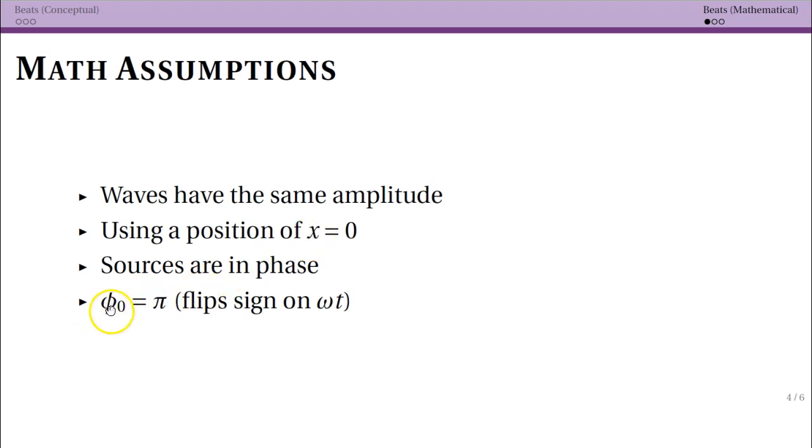Lastly, we are going to use an initial phase of pi. We said that they have the same phase, we're going to call it pi. The reason for this is because omega t has a minus sign in front of it, so once we add pi, that makes it positive. So this is a little subtle in that this isn't required, but it means that we don't have to carry around this minus sign.